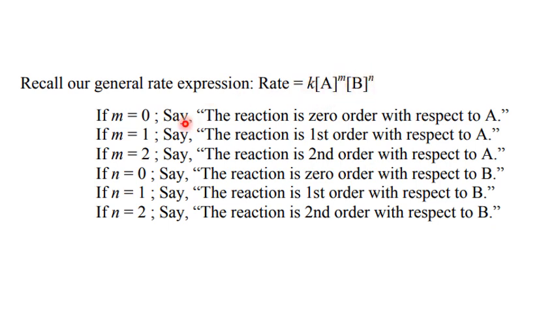So if m equals 0, we will say the reaction is zero order with respect to A. And if m equals 1, we will say that is first order with respect to A. And if it is 2, we will say it is second order with respect to A. Similar to that, if n equals 0, we will say the reaction is zero order with respect to B. If it is 1, we will say the reaction is first order with respect to B. And if it is 2, we will say the reaction is second order with respect to B. So we will talk about only zero, first and second order reactions with respect to that specific reactant.